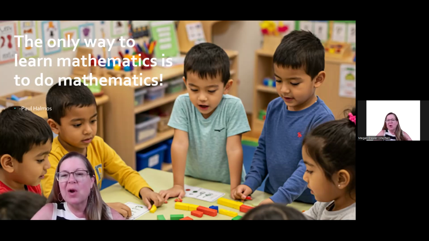Math can sometimes feel dry or intimidating. Manipulatives introduce an element of play, exploration, and interactivity, making math lessons more engaging and fun. Increased engagement often leads to a more positive attitude towards math, fostering a lifelong love of learning and reducing math anxiety. Not all students learn in the same way.